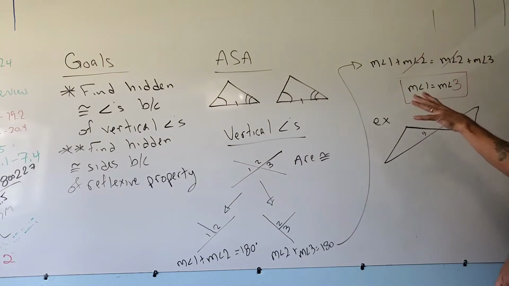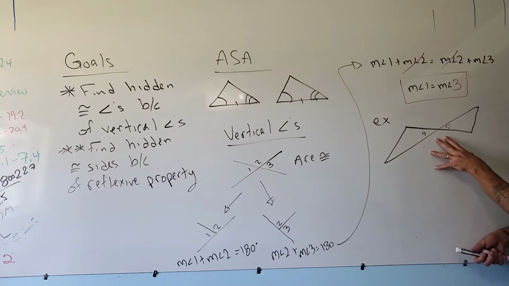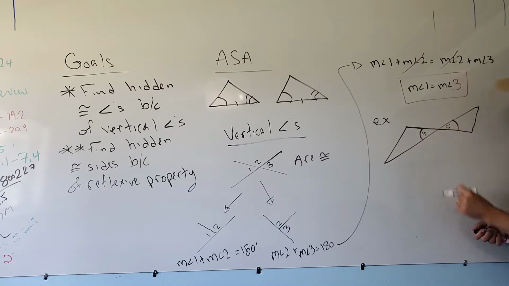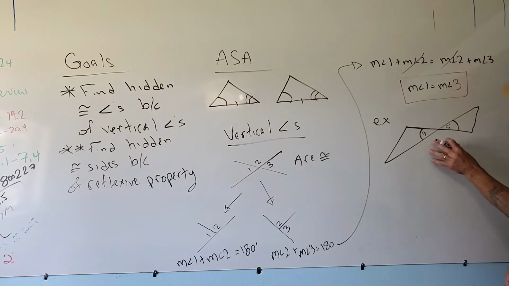And again, remember, this is an angle, side, angle triangle congruence criteria. So if you see this, I've hidden the fact that this angle must be the same as that angle because these angles are vertical angles. This hidden congruence is in the picture. So you're going to have to pick up on that.